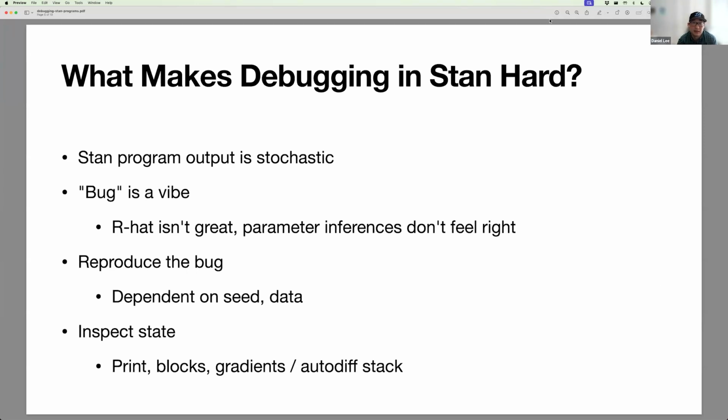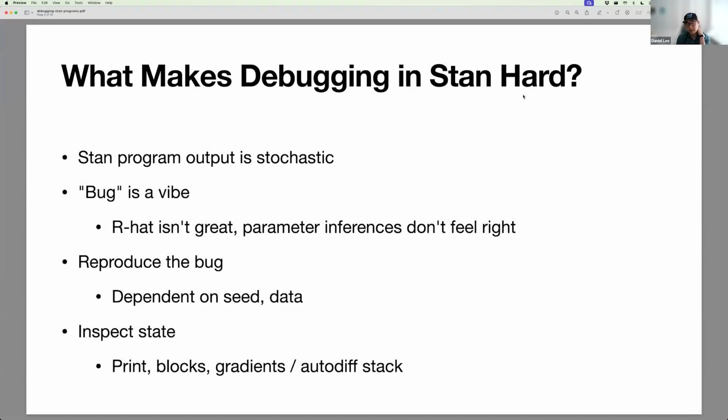What makes debugging in Stan hard? So we're talking about Stan. One of the issues is that the Stan program output is stochastic. In normal software development, you put an input in, you run your code, you get output out, and nothing changes. It should be exactly the same. There is a caveat. Sometimes you run into hardware issues or race conditions where you run the same code and it does change run to run, but for the most part, it shouldn't.